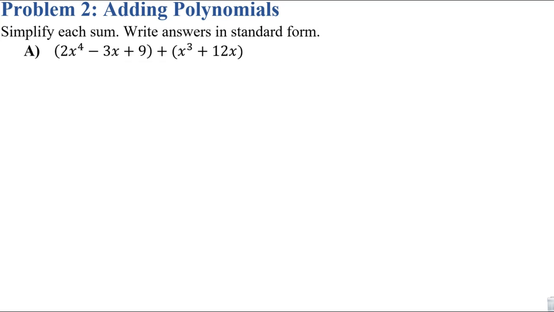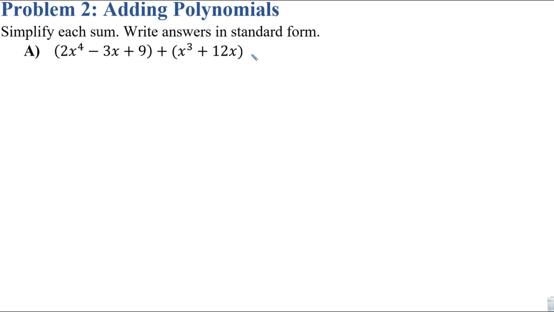Next thing we're going to do in problem 2 is look at adding polynomials together. So it says simplify each sum, write the answer in standard form. So what I want to do here is combine these two polynomials, my 2x to the fourth minus 3x plus 9, with my x to the third plus 12x. Okay, I want to put those together, combine all my like terms, and put them in standard form.